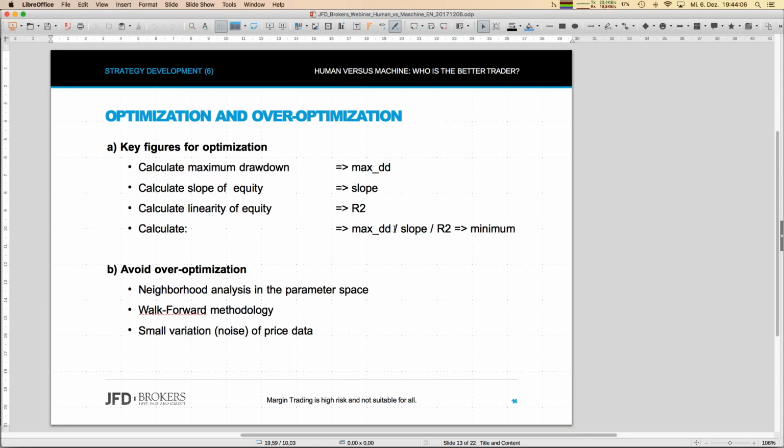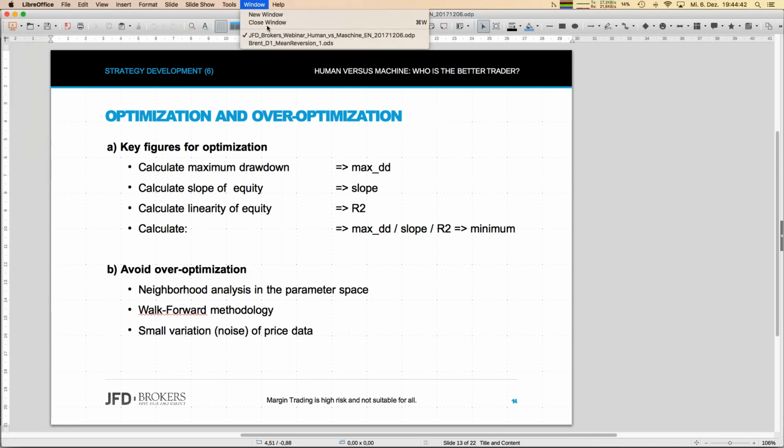So if you minimize that number, but of course it must be a positive number, otherwise you have a losing strategy, then you are done. So that is my personal key figure in order to optimize any strategy, because that combines highest slope, generating profits, lowest maximum drawdown, and a good linearity. That's how I do it. That key figure in Excel sheets, I call sometimes opti.